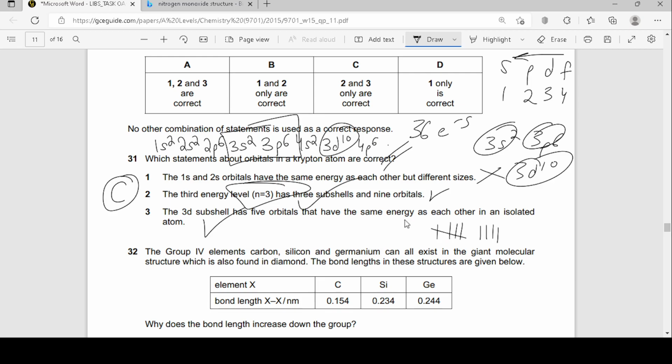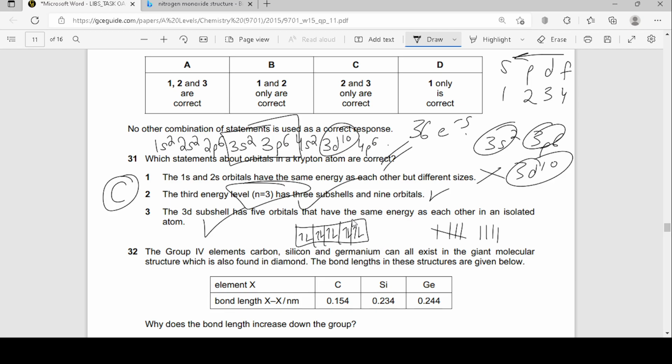Now the 3d subshell has, because S has 1, P has 2 more than that, 3, and D has 2 more than that, 5, and then F has 2 more than that, so that's 7. And each orbital has 2 electrons. The 3d subshell has 5 orbitals that have the same energy in an isolated atom. That is right. They all have the same energies in the isolated atom. So dxy, dyz, dz squared, dx squared minus y squared, and did I miss one? I'm missing one.